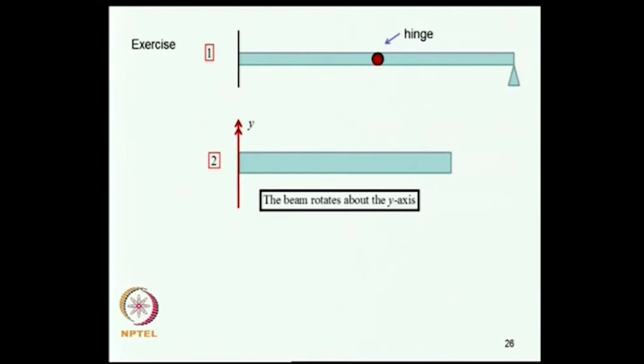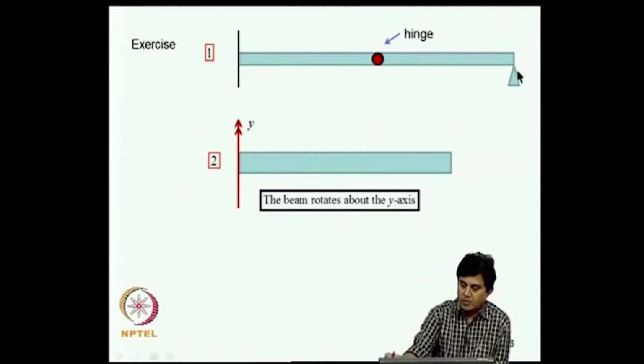I suggest 2 exercises. You can consider a propped cantilever beam with a hinge in between. You now formulate the equation of motion and obtain the appropriate boundary conditions. The other example is a beam that is spinning about this y axis. You have to correctly write the expression for kinetic energy and the energy due to bending, and derive the appropriate field equations and boundary conditions.